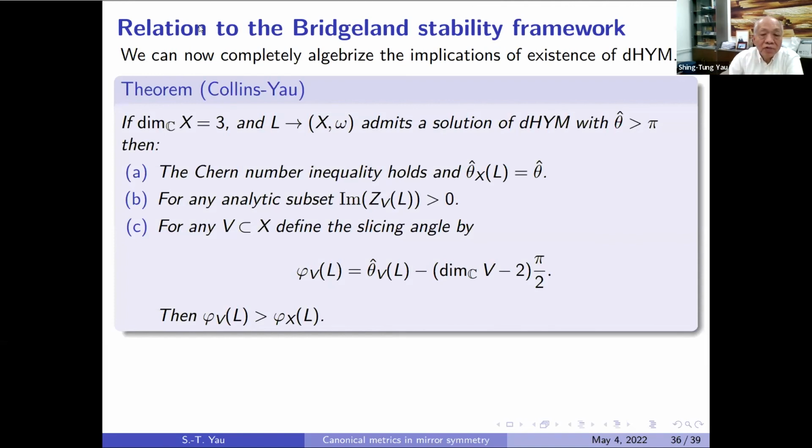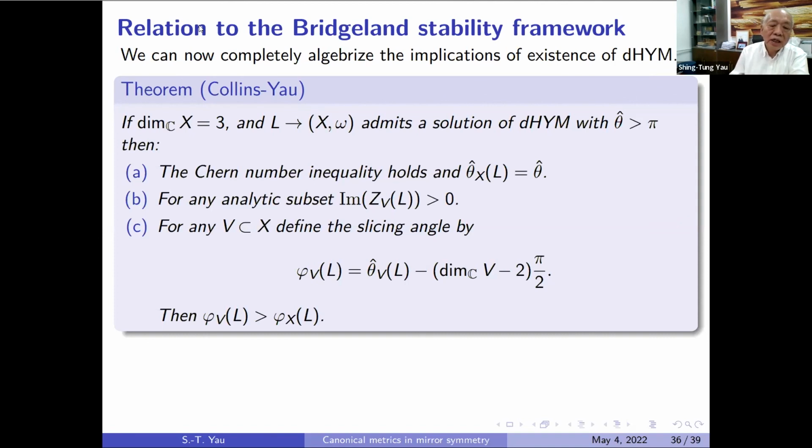If dimension equals 3, and if L admits a solution for deformed Hermitian-Yang-Mills with theta hat bigger than pi, then the Chern number inequality mentioned above should hold, and also theta hat will be equal to the given theta hat. And also for any analytic subvariety V, the imaginary part of the central charge restricted to V is strictly positive.